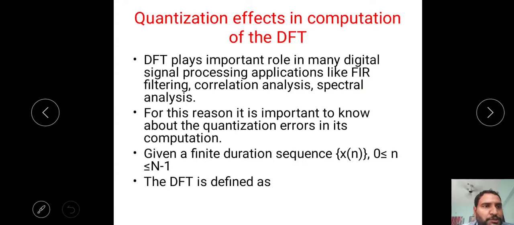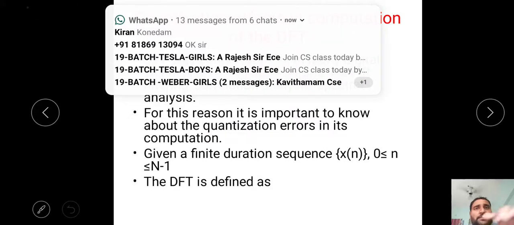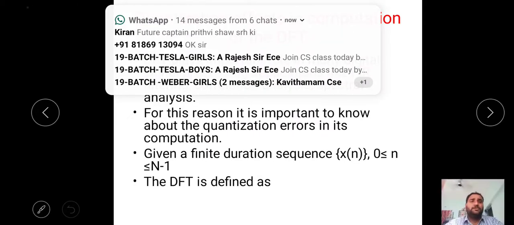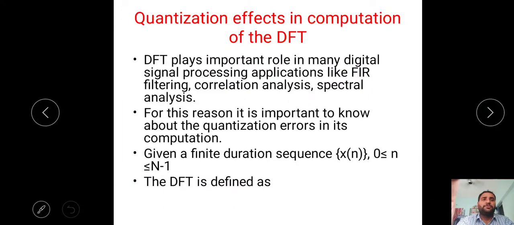The chirp z-transform is also used to find the DFT. By using those contours and r_0 values, we can easily find the chirp z-transform. Then the final topic: quantization effects in the computation of the DFT. The DFT plays an important role in many digital signal processing applications like FIR filtering, correlation, and spectral analysis. For this reason, it is important to know about the quantization errors in its computation.